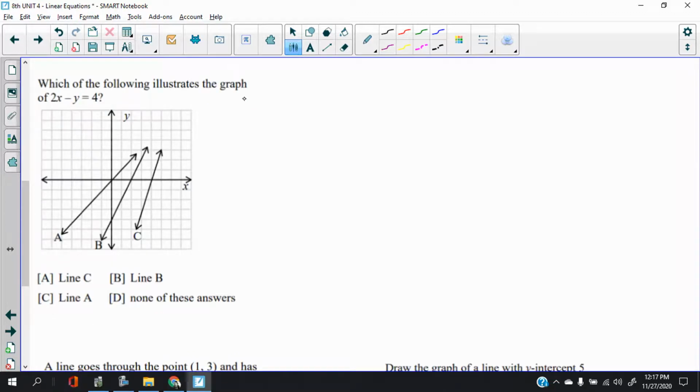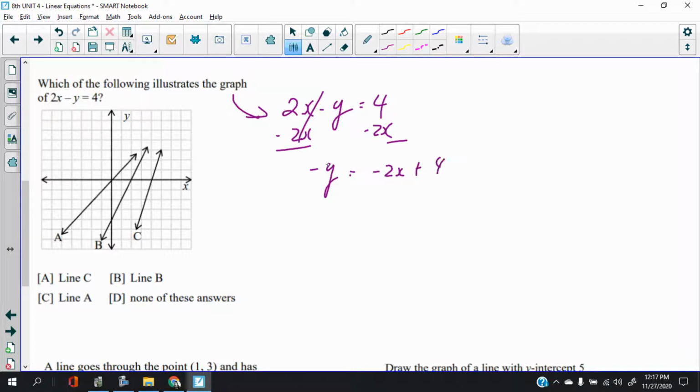Now, think about why having a calculator is so important. Think about the time that you need to carry this out. One, you have to turn this into slope-intercept form, from standard to slope-intercept. Two, if you didn't have a calculator, you would have to set up a table of values.